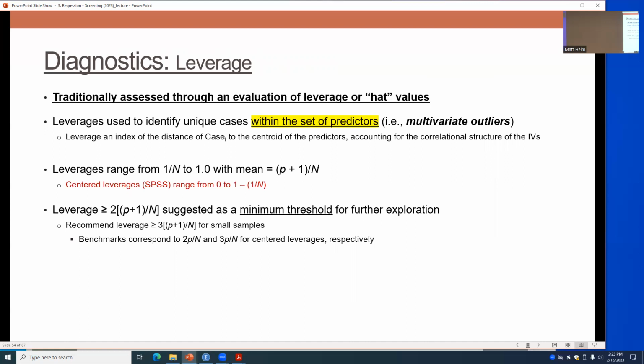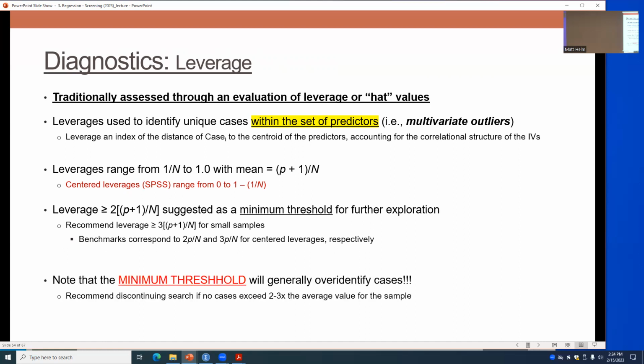There are a couple different types of leverages. Stata runs regular leverages, SPSS runs centered leverages. So the range and expected value of these are going to be a little bit different. Make sure whatever program you're using, you use the appropriate benchmarks. Again, anything about 2 to 3 times the average value of a leverage is going to start to flag. Maybe I start to go through and think about it.